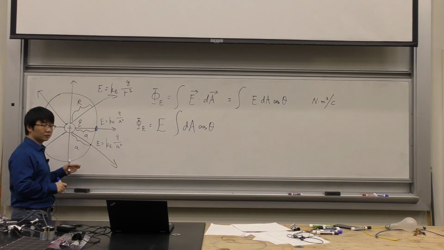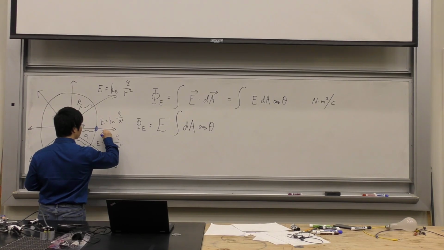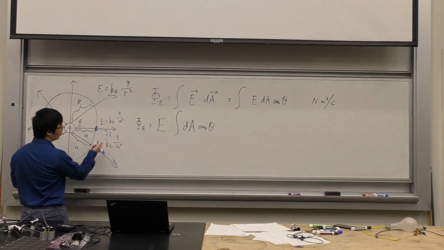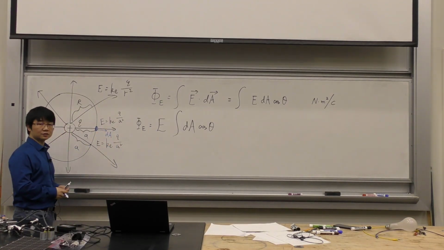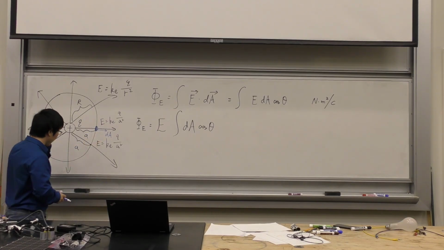Perpendicular, and this is a closed surface, outward. So you should draw dA this way. Now at this point, what is the angle between dA and E? They're in the same direction. It's going to be 0.